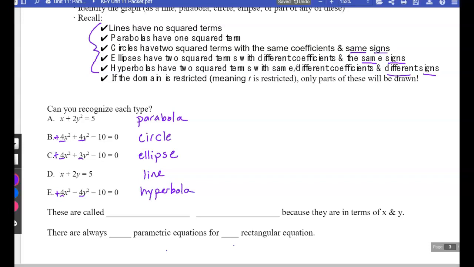Now, like I mentioned once before, these are called rectangular equations, because they only deal with x and y. And also, like I said before, there are always two parametric equations for every one rectangular equation, because we have to set x equal to something and y equal to something, with us introducing a third variable, most often t.